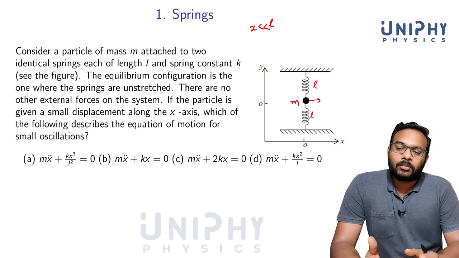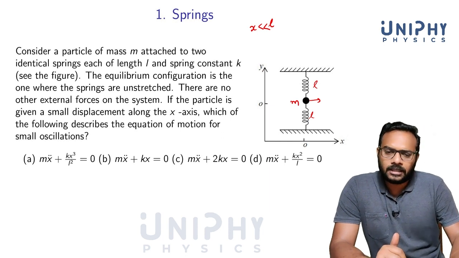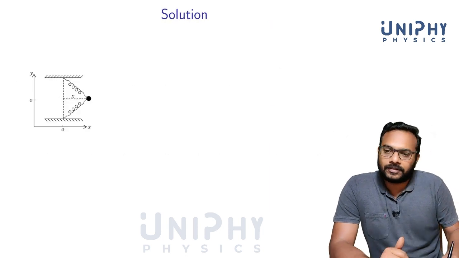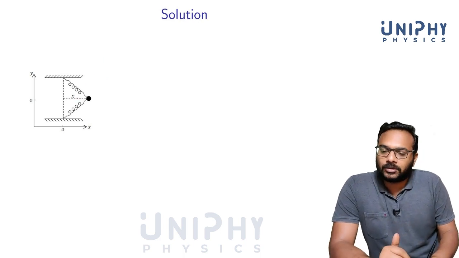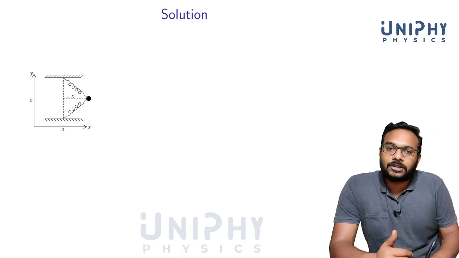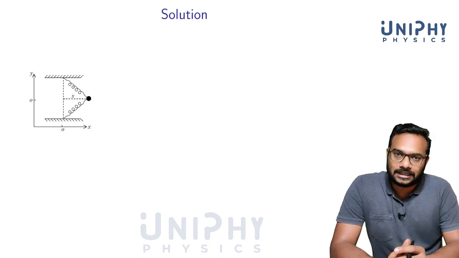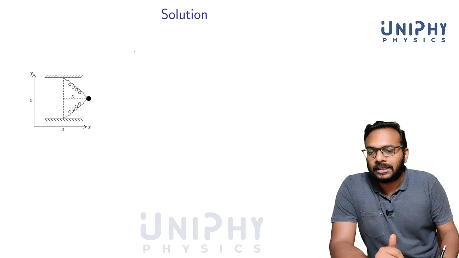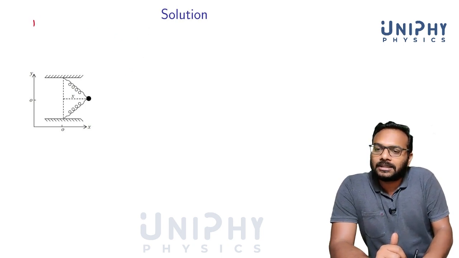So then what happens to the equation of motion? What's the equation of motion? This may seem complicated at first sight, but if we just do it step by step, it's quite easy. We just need to know how to make this approximation of small oscillation. How do we make this approximation? We'll see that. First, we have to start by writing down the Lagrangian.